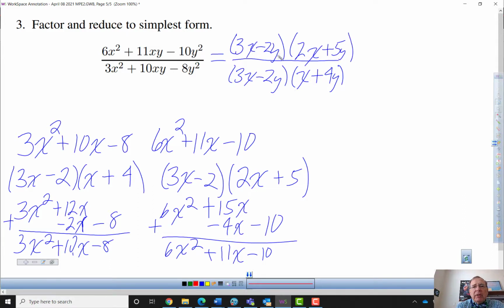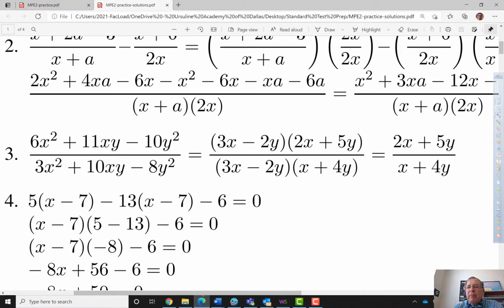So the 3x minus 2y cancels out to 1, and we're left with 2x plus 5y all over x plus 4y. Let's check the answer. So that is what we got.